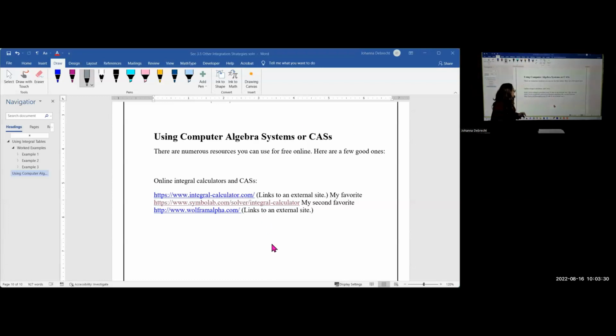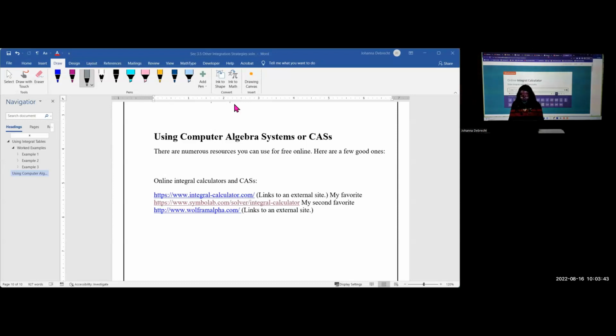So if you do have my lecture notes, you can control click on each of these. It is a hot link and it will take you to the appropriate page. Let's look at the first one, which is at www.integral-calculator.com. And we'll talk about why this is my favorite.